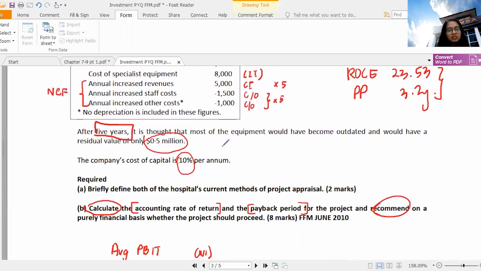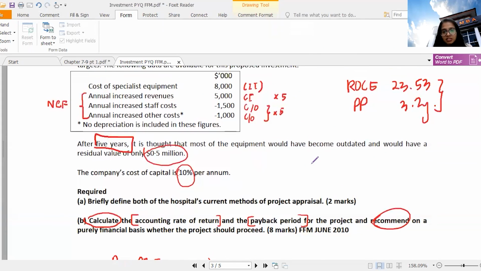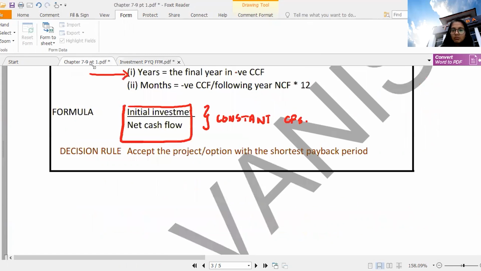It's quite simple, it's quite straightforward. Actually, there really isn't anything that is complicated. It's very, very easy and very, very straightforward. Now, to continue with my payback period, I've done 3 things here. I've taught you the definition, the formula, the decision rule.